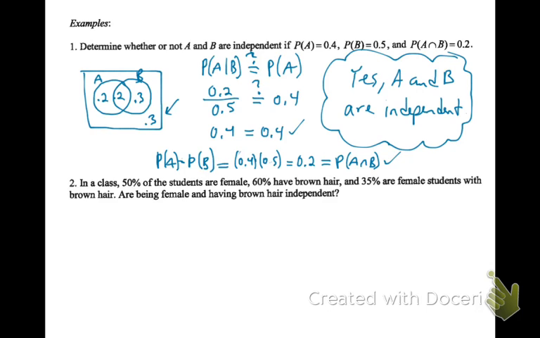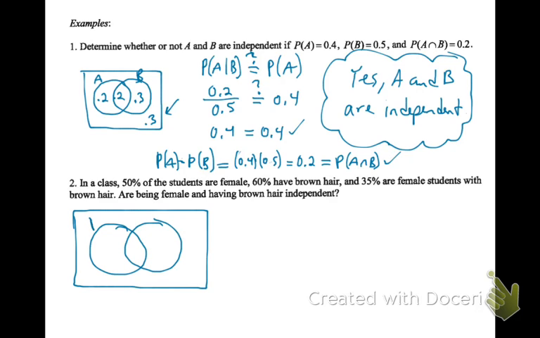Okay, let's look at number 2. In a class, 50% of students are female, 60% have brown hair, and 35% are female students with brown hair. Okay. So let's set up a Venn diagram. So we have 2 events, being female and having brown hair. Look for the intersection, so 35% is the intersection. That means the remaining 15% of the females don't have brown hair, and the remaining 25% of the brown hairs are not females.